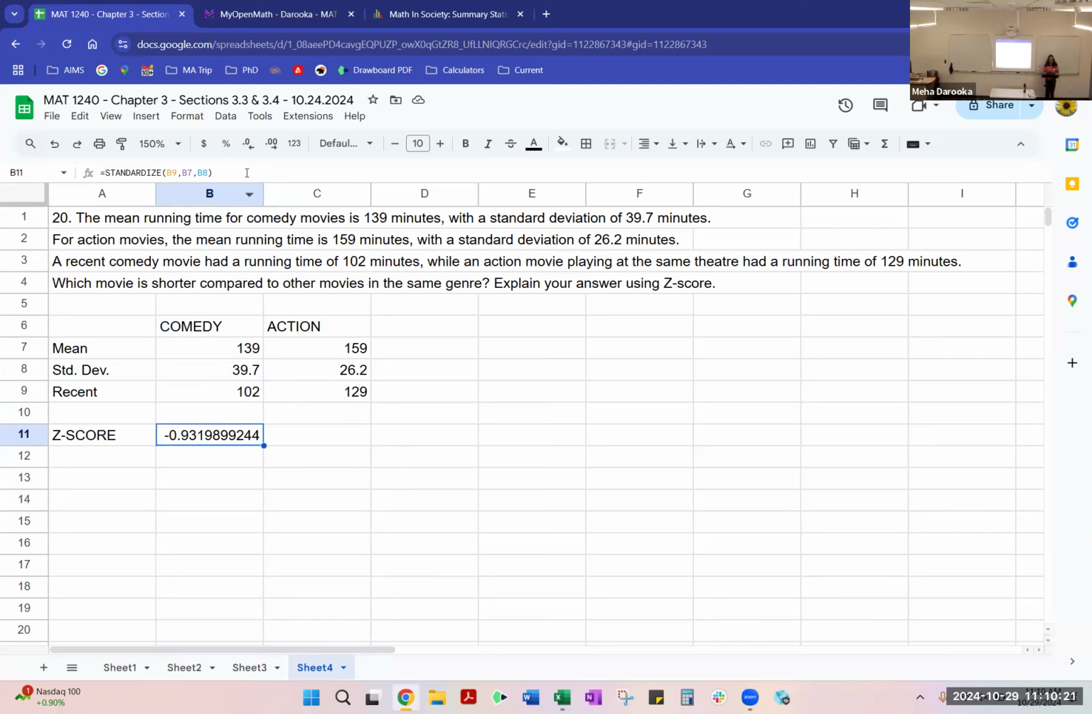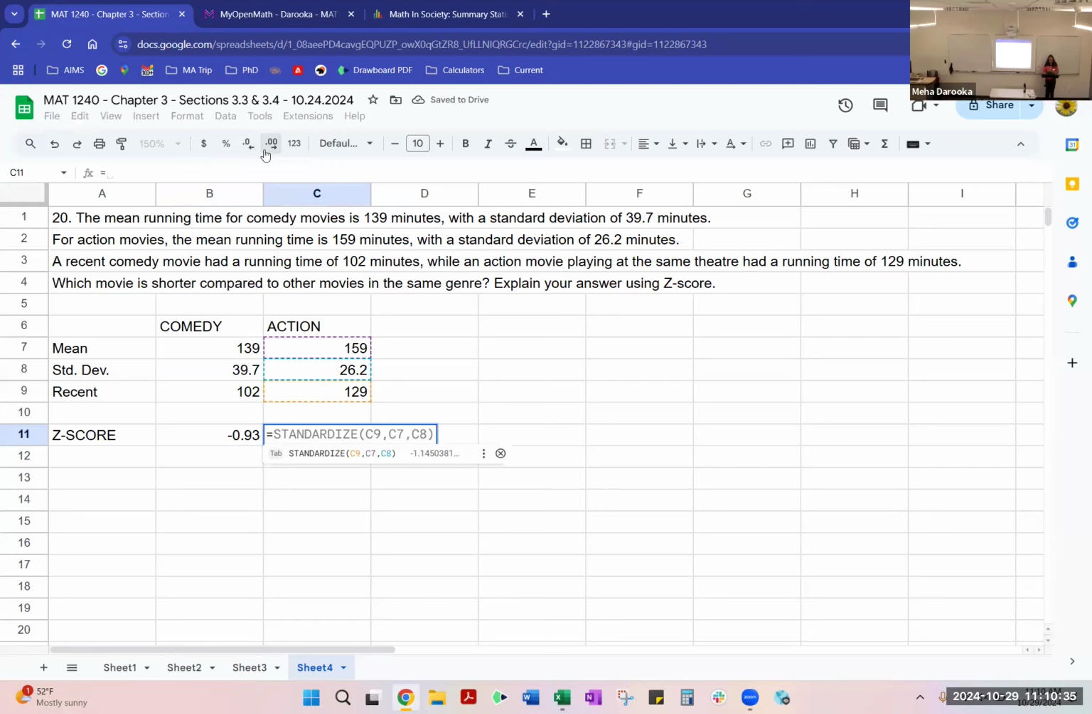And remember, the convention is 2 decimal places more than your data, which in this case would be in whole minutes. So we can round this to 2 decimal places. Same thing for the action movies. We are doing standardized. Did you use the right cells? So the data should be 129. The mean should be 159. Standard deviation should be 26.2. So it looks like it did use the correct values in there. So hit enter, round it to 2 decimal places as well.